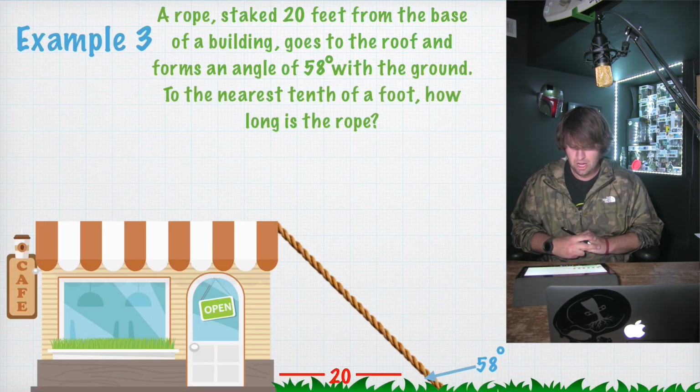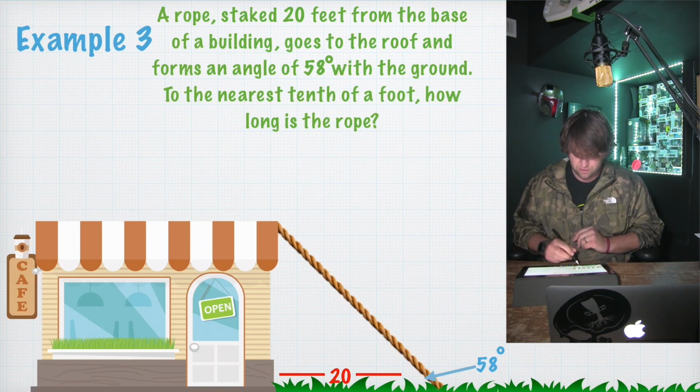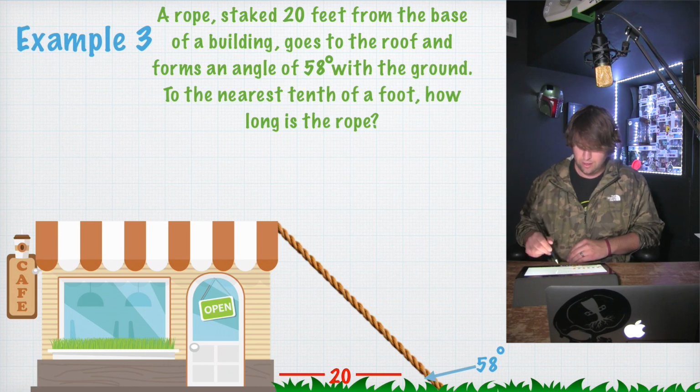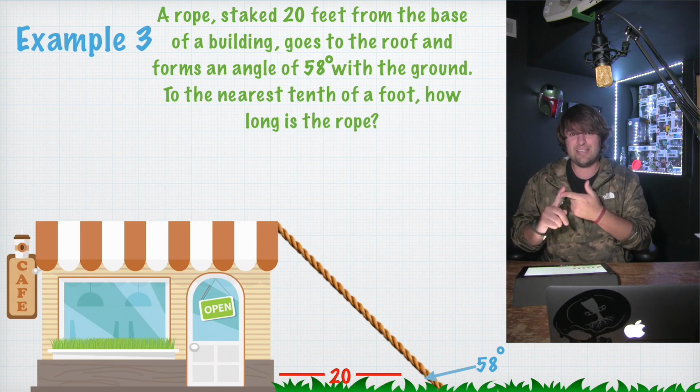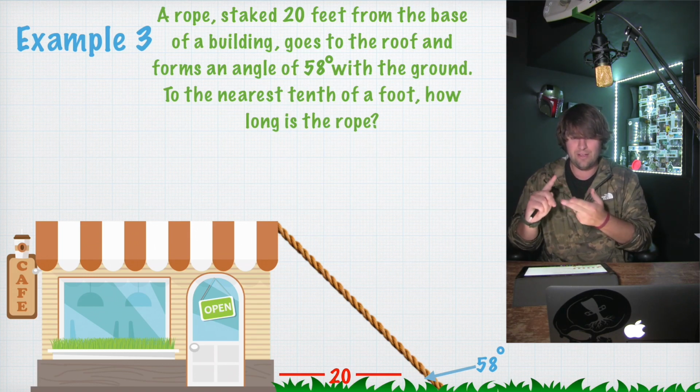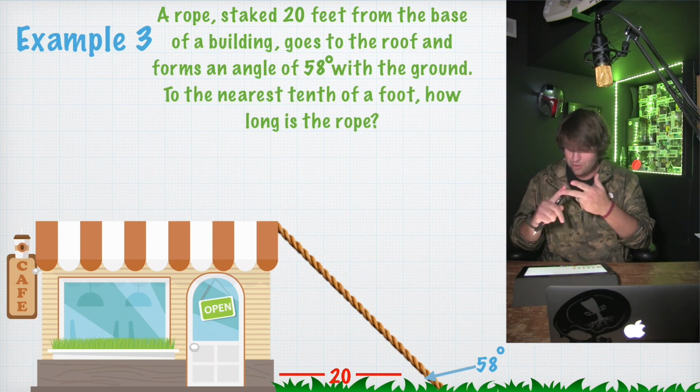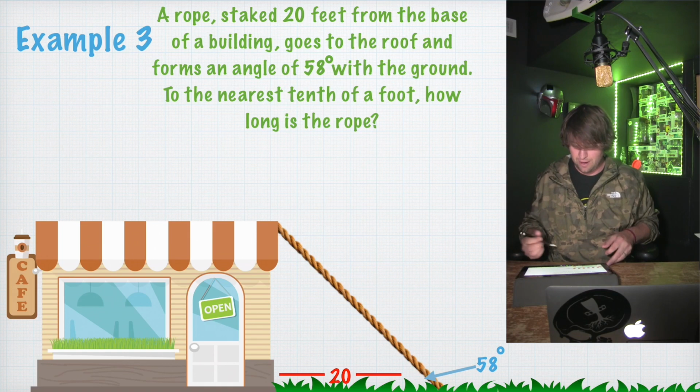A rope staked 20 feet from the base of a building goes to the roof and forms a 58-degree angle with the ground. To the nearest tenth of a foot, how long is the rope? Here we're dealing with the 58-degree angle, and we want to know the hypotenuse of this triangle. The 20 is adjacent to the angle, so we need something that has adjacent and hypotenuse. Sine is opposite over hypotenuse and cosine is adjacent over hypotenuse, so we're going to be using cosine to solve this problem.